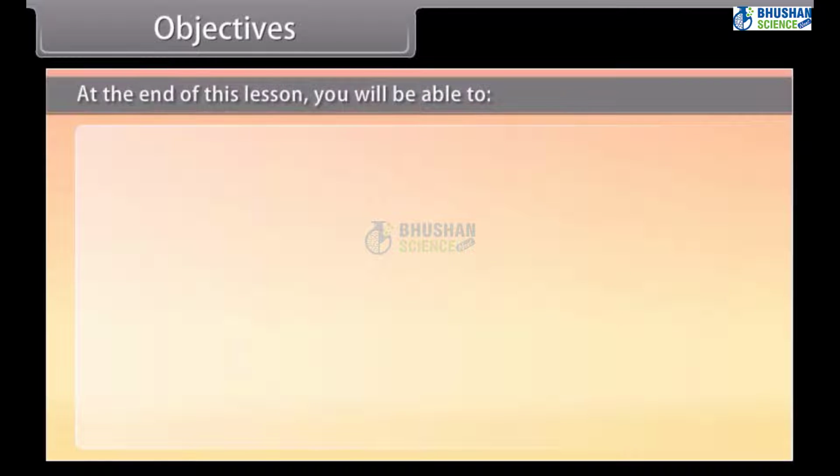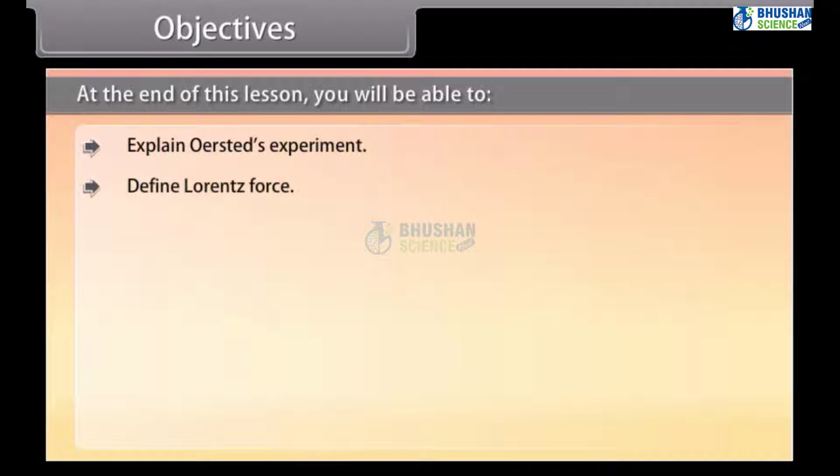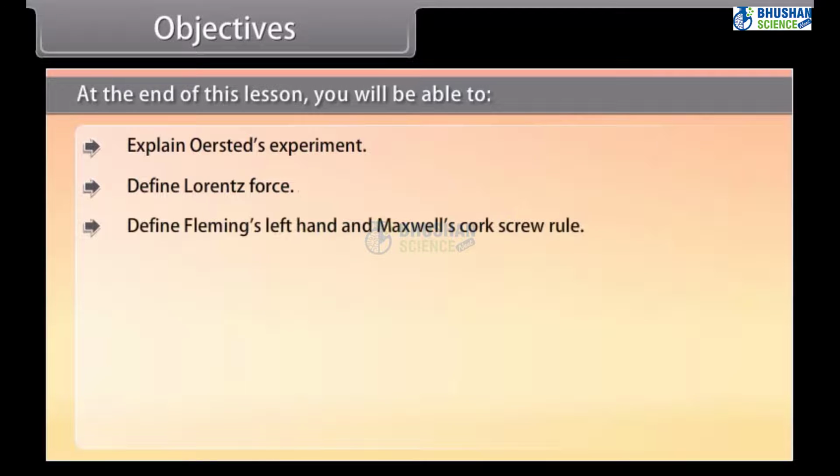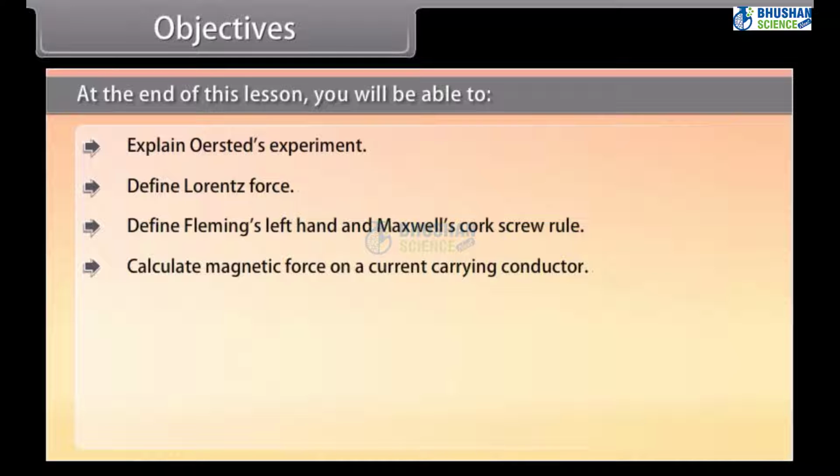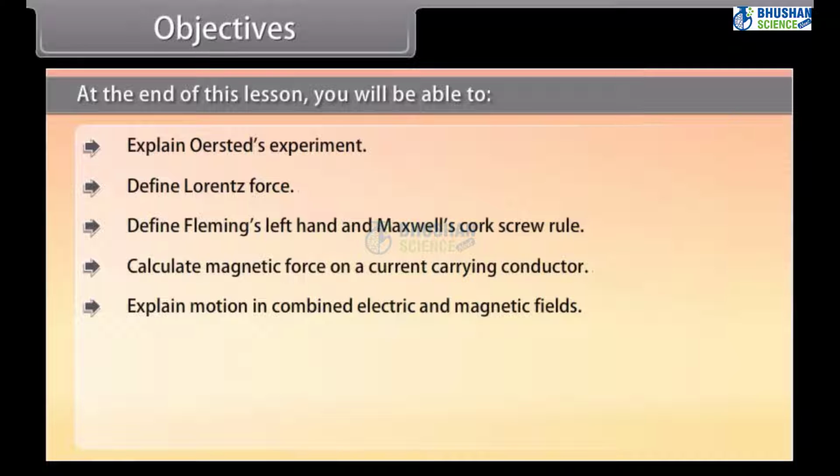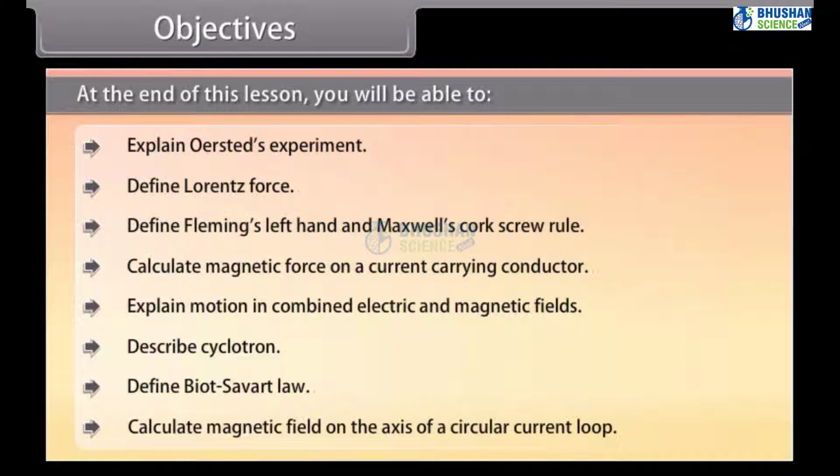Objectives. At the end of this lesson, you will be able to explain Oersted's experiment, define Lorentz force, define Fleming's left hand and Maxwell's corkscrew rule, calculate magnetic force on a current-carrying conductor, explain motion in combined electric and magnetic fields, describe cyclotron, define Biot-Savart Law, and calculate magnetic field on the axis of a circular current loop.